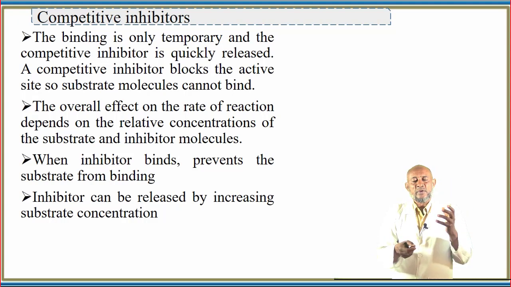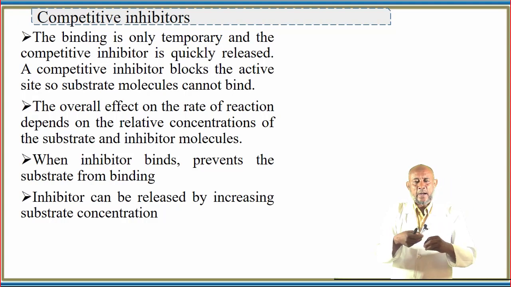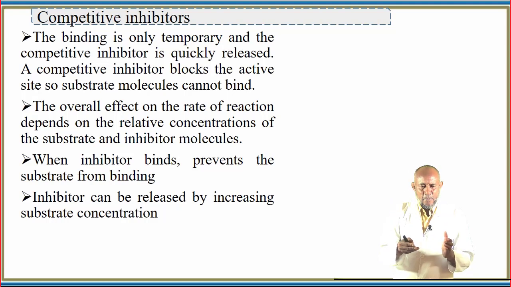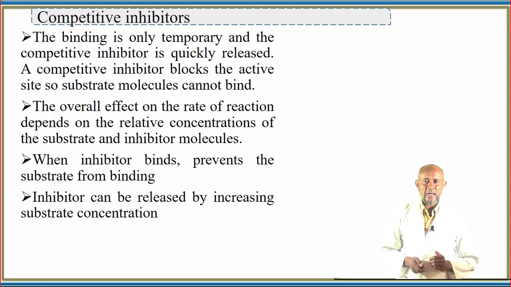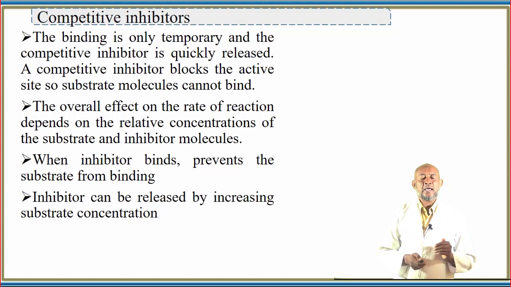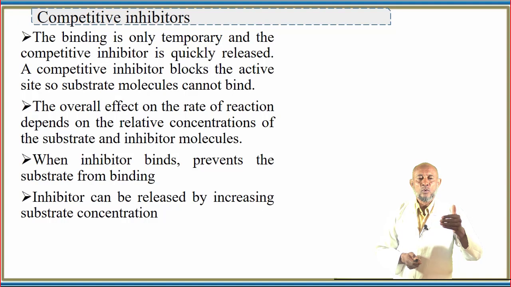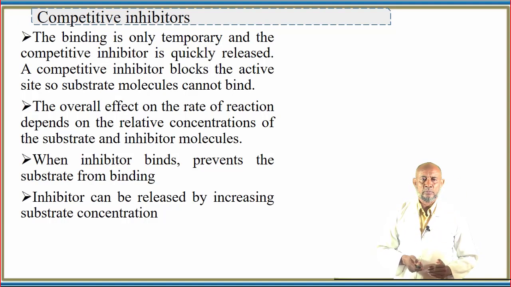Because the competitive inhibitor and the substrate are very similar in structure, they compete for the active site. Therefore, in order to win the competition, the substrate concentration has to be increased to compete with the competitive inhibitor. Otherwise, the competitive inhibitor occupies all the active sites of the enzyme, and therefore the overall rate of the reaction will slow down.